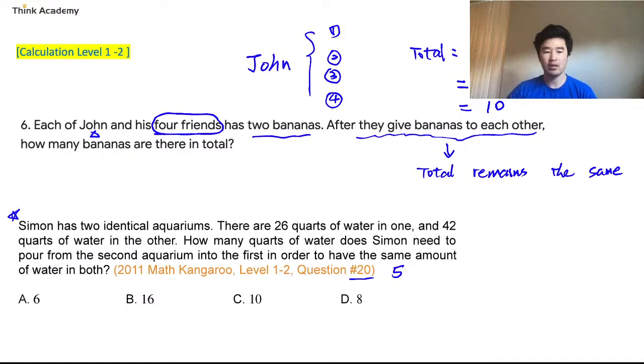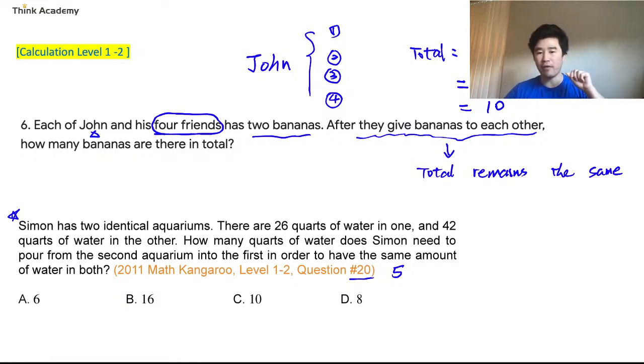Let's see. So here we have Salmon has 2 identical tanks. There are 26 quarts of water in one and 42 quarts of water in the other. And we want to know how many quarts of water does Salmon need to pour from the second tank into the first one to make them the same. Alright, read the problem, and now let's circle out key information.